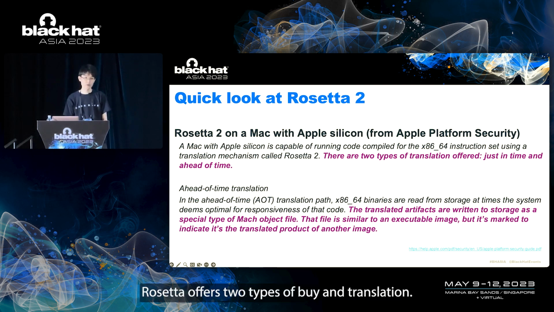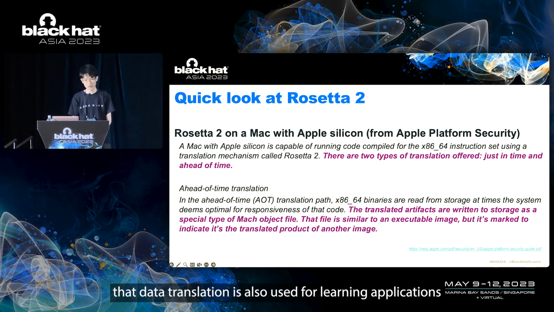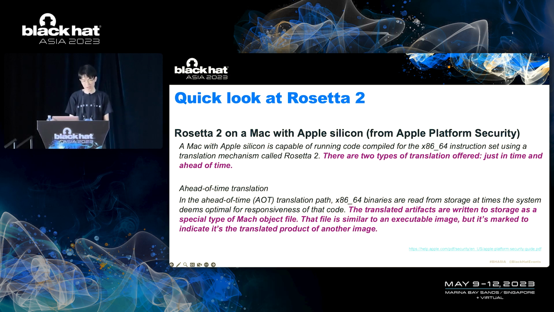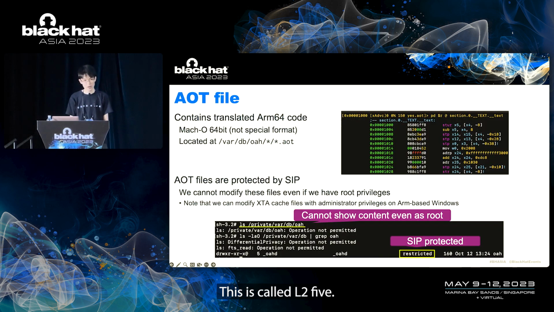Rosetta 2 offers two types of binary translation: just-in-time, or JIT, and ahead-of-time, or AOT. Typically, AOT translation is employed, but JIT translation is also used for running applications that generate dynamic code, such as web browsers. For AOT translation, translated artifacts are written to storage as a special type of Mach-O object file. This is called an AOT file.